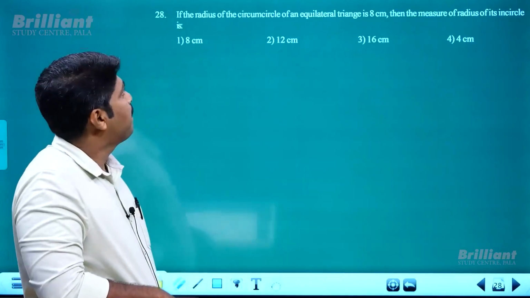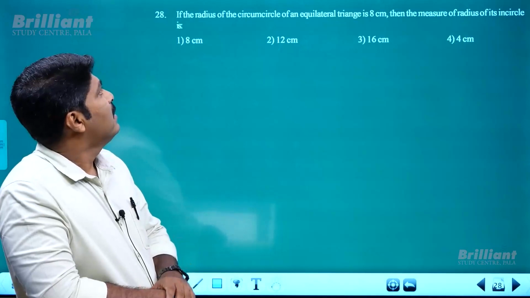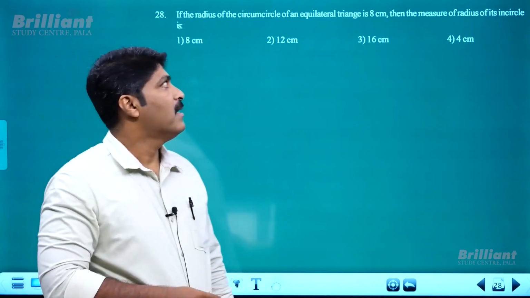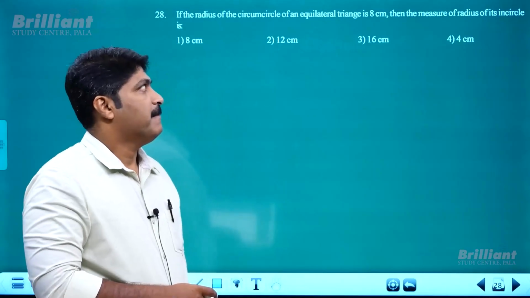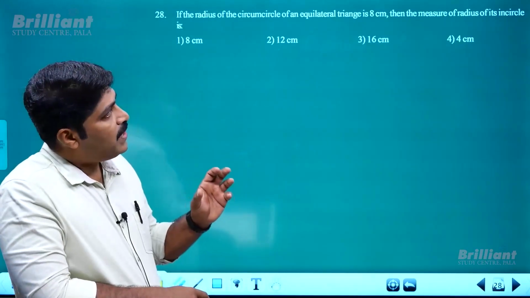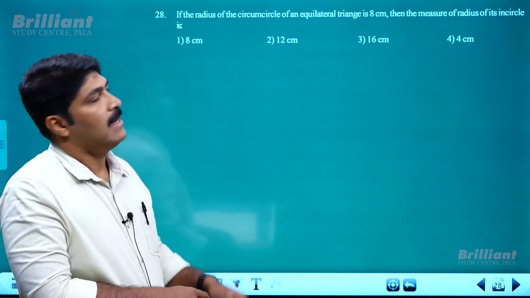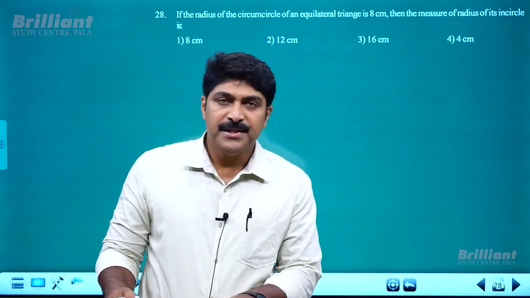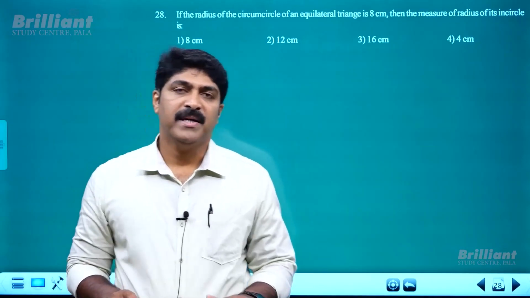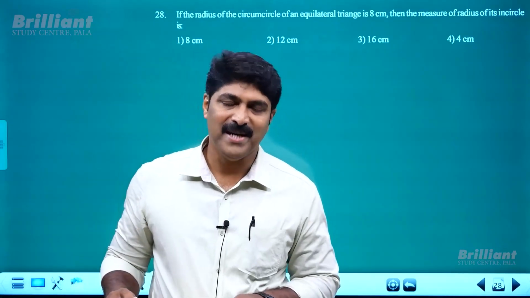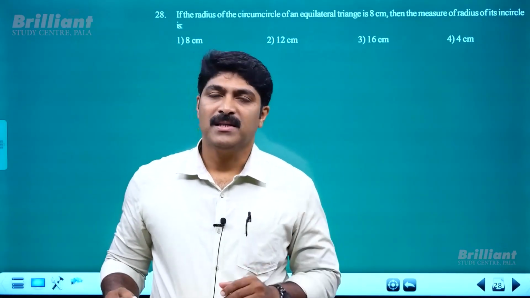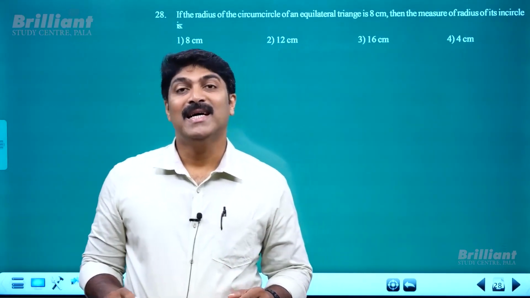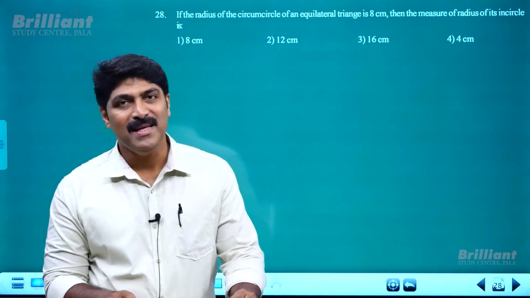Third one: if the radius of the circumcircle of an equilateral triangle is 8 centimeter, then the measure of the radius of its incircle is. While considering such a question, at the initial time you may draw the diagrams and make some conclusions here. But once you are familiar with the concepts, it's a direct question. With the help of some direct results, you can reach the conclusions easily.